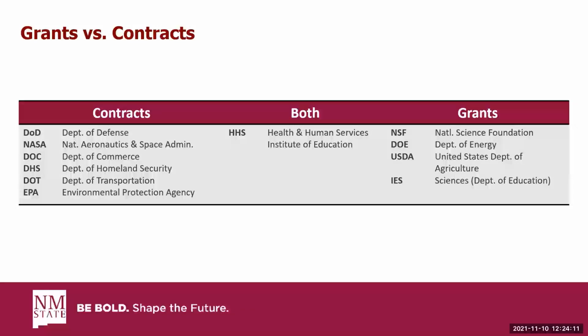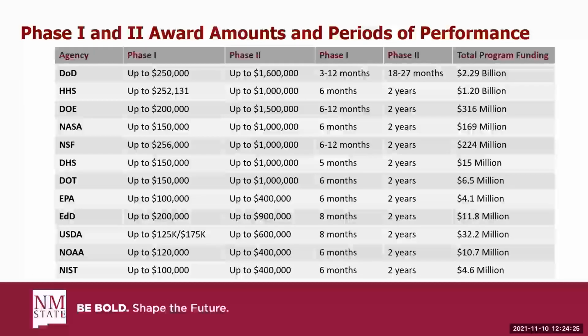And then this again, I don't think we really need to cover this. This is more so if you want to go back later. It shows the contract agencies versus the granting agencies. And then again, HHS is the only agency that does both. So again, I'm not going to go line by line. This is more as a reference point if you'd like to go back.